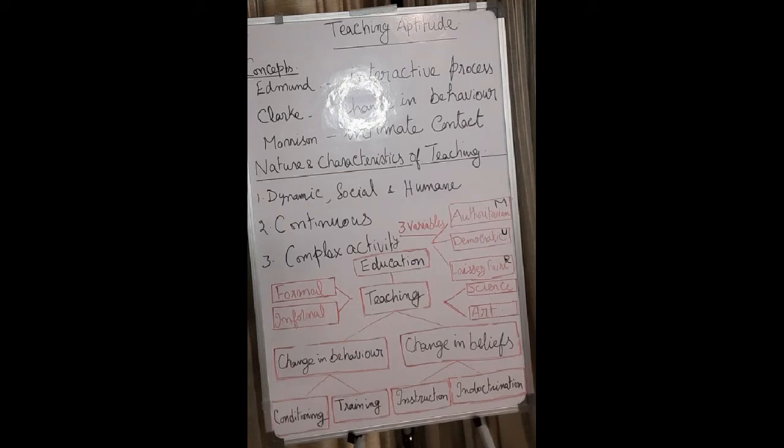And the third one, laissez-faire, is a French word, and it is borrowed from economics, where there is no control, complete freedom. So only the self-discipline is seen among the students, and that will result in the reflective level of teaching. So that is what M stands for, memory level of teaching, and U stands for understanding level of teaching, and R stands for reflective level of teaching.